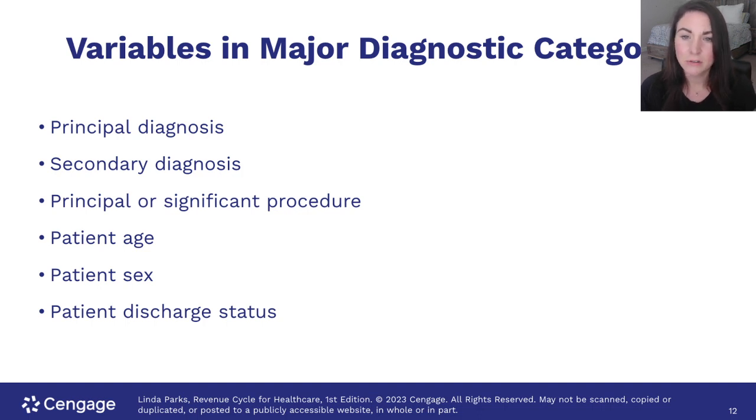What's the principal or significant procedure, the big procedure done? And then age, sex, and discharge status, they also have an effect on DRG assignment. Typically, an older age group will require more resources than a younger one. So the DRG is split according to age.